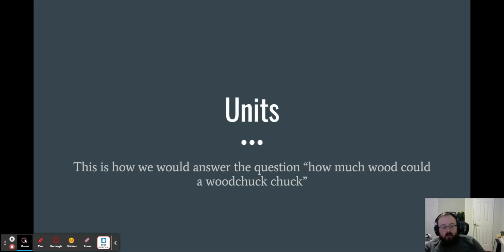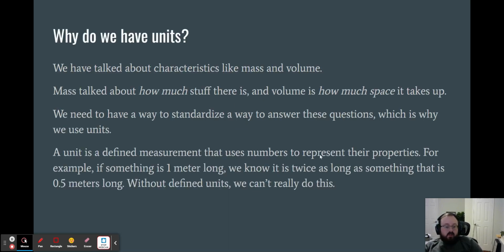Units. I have this joke up here. How much wood could a woodchuck chuck? You think about the answer to that, the common tongue twister, and how much wood? If I had two pieces of wood, how much wood is that? So when we talk about units, we're talking about how do we put a number? How do we standardize how much of something we have?